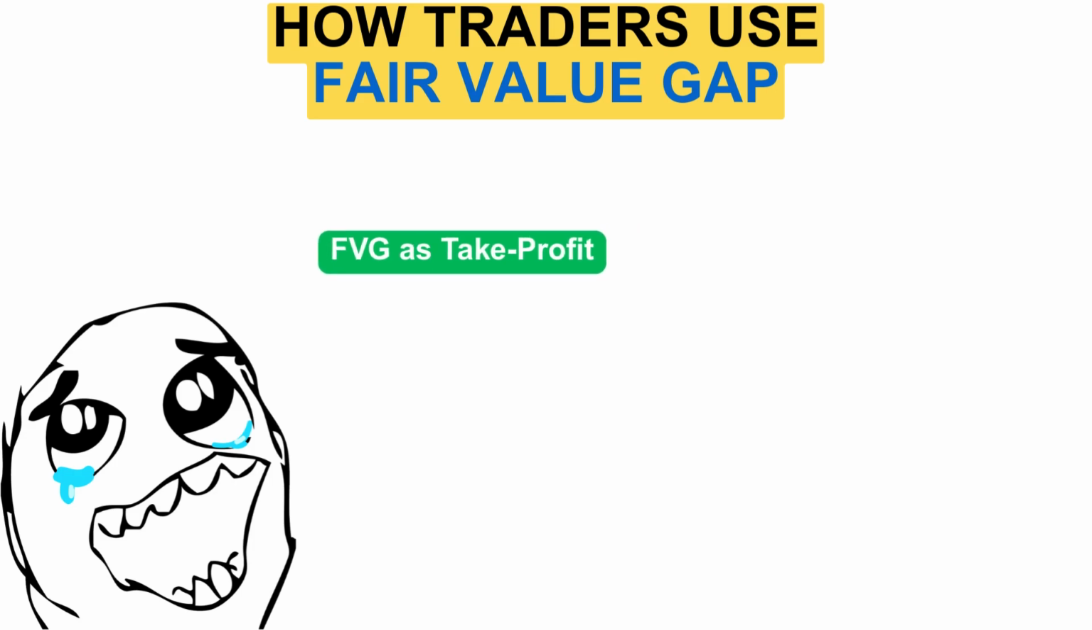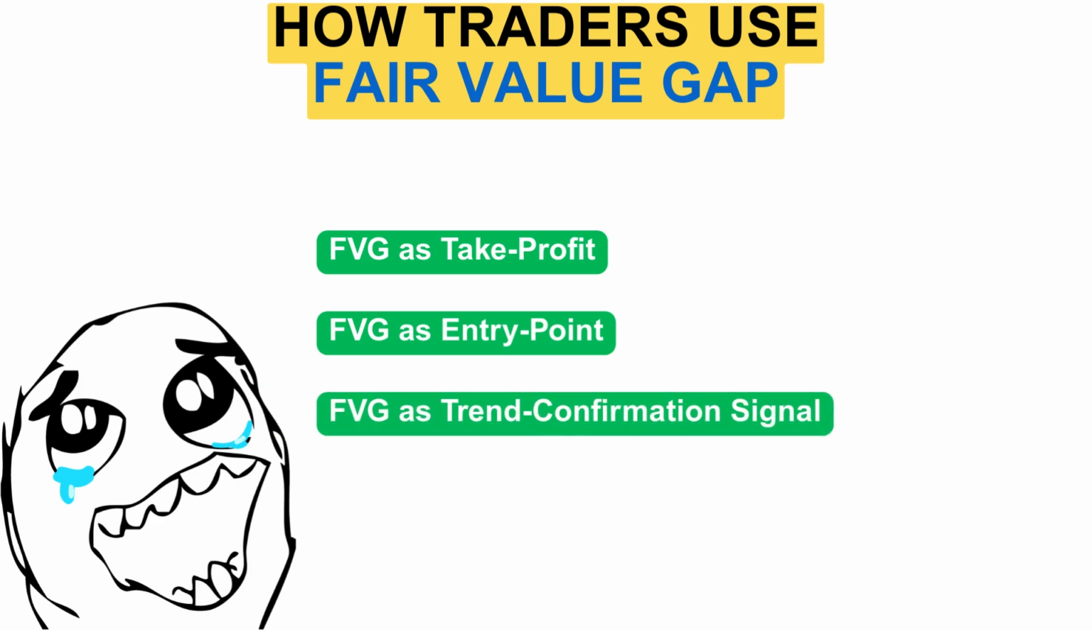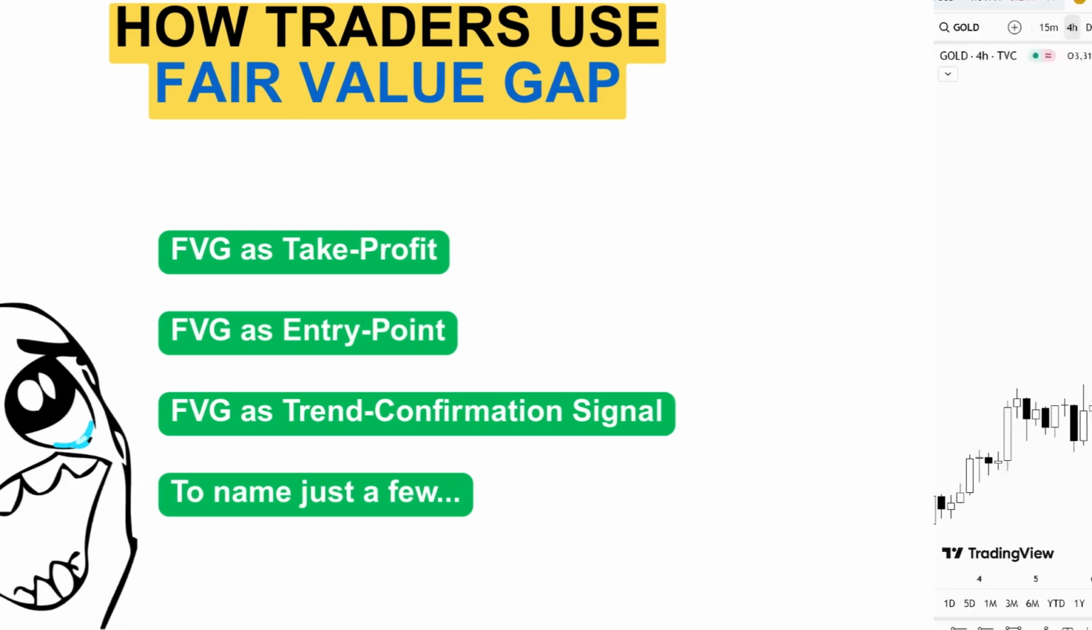They can be used as take-profit targets. For example, when price takes out an old high and pulls back into the range, it often heads toward one of the fair value gaps left behind. They can serve as entry points, especially when traders are looking to enter on a lower time frame after a confirmation. They can also act as a tool to validate the strength and continuation of an ongoing trend. And those are just a few examples. This shows how deeply integrated fair value gaps are within the ICT trading framework.